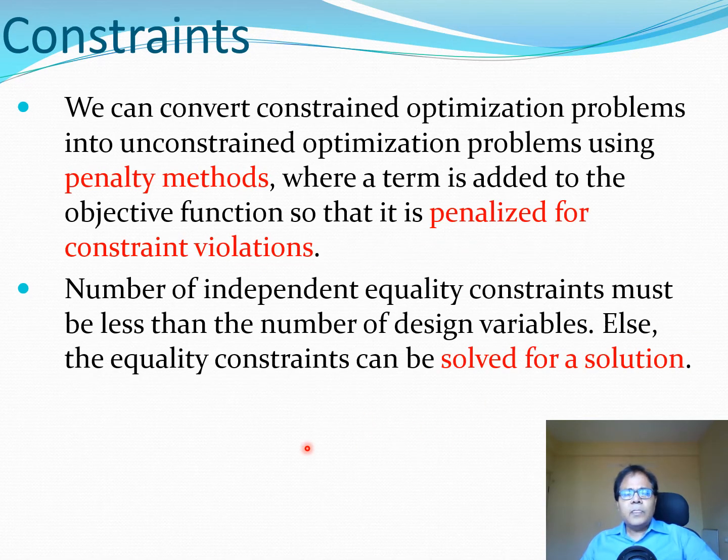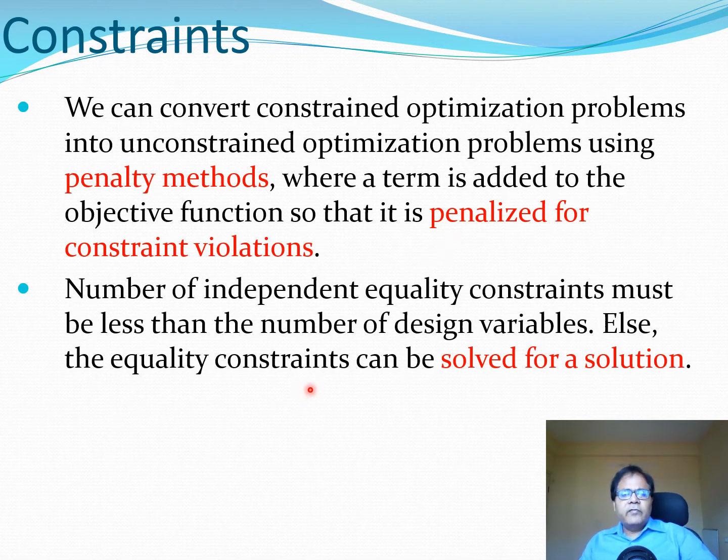Now, in many situations, we can convert constrained optimization problems into unconstrained optimization problems using what are known as penalty methods. So in these penalty methods, you typically add a term to the objective function, and this term tends to become larger and larger depending on the violation of the constraint. So essentially, the objective function is penalized for constraint violations.